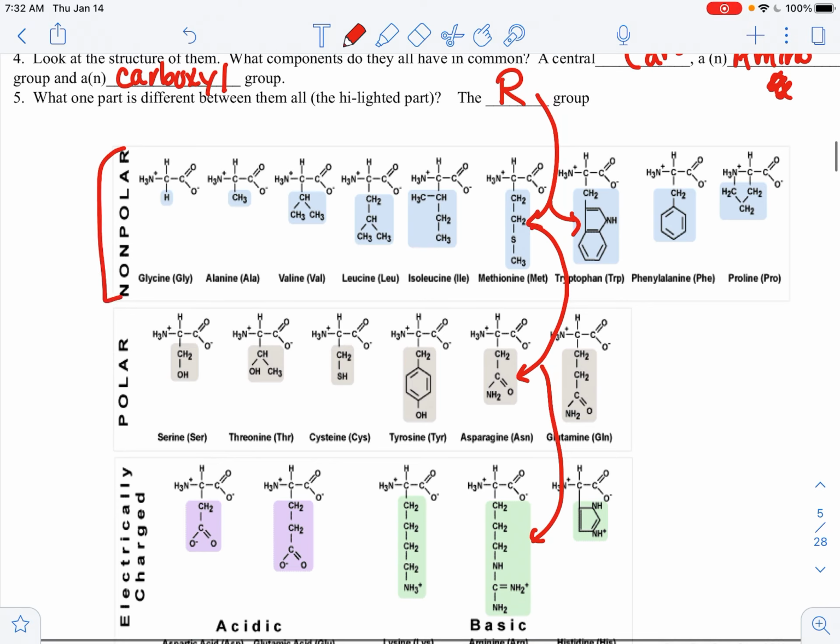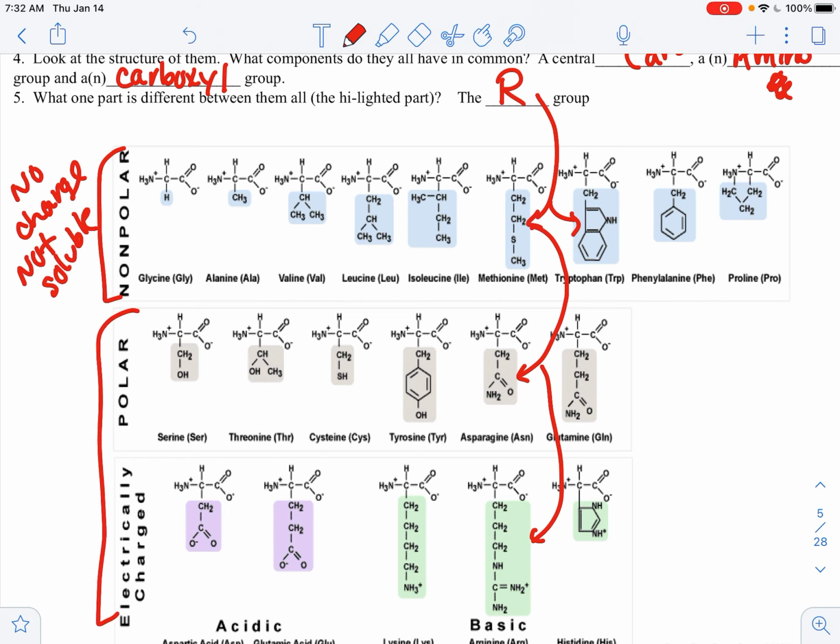Remember, nonpolar means no charge or hydrophobic, and so it's not soluble. You can't forget the stuff we learned before. Polar and electrically charged, these things are going to be soluble. And remember, all of these things are going to have charges, and that's what's going to make them soluble.